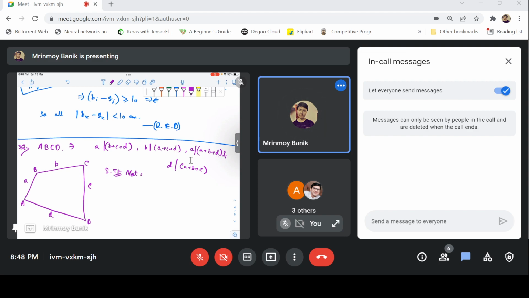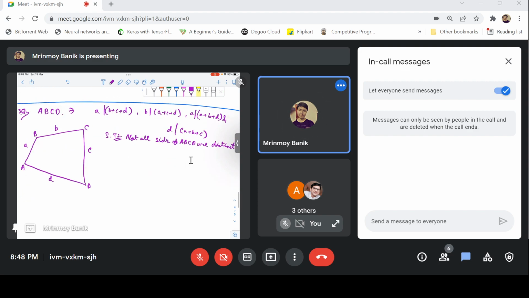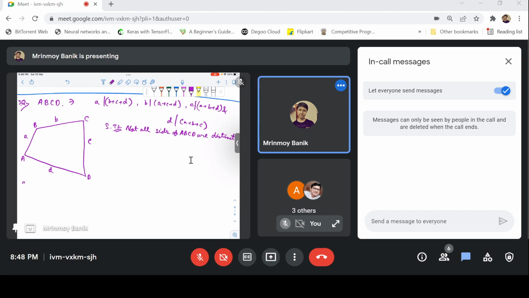We have to show that not all sides of the quadrilateral ABCD are distinct. So we have to prove the existence of at least two sides which are of the same length. So let's work on it for a few minutes.